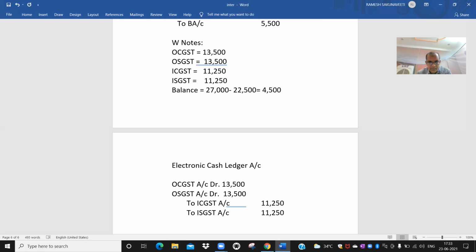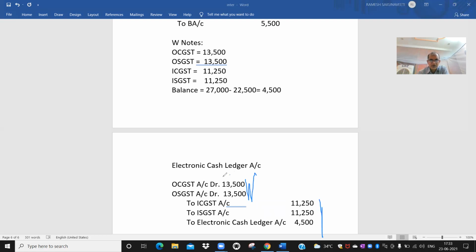The amount is going to be, the difference is 4,500. Now, see the matching concept I mentioned, always debits should be equal to credit amounts. If you add, it will be equal to 27,000. Here also, it will be 27,000. You see here.